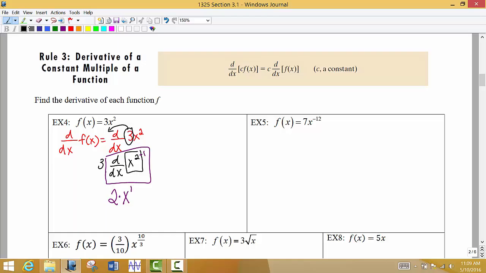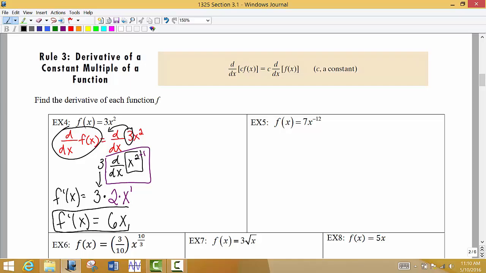Now what happens to that 3 out front? Well, the 3 out front is still there and gets multiplied times whatever comes after it. So here we have the derivative of our function f is equal to, bring the constant down, 3 times the power rule used on that x squared. So what we actually end up with then is f prime of x is equal to 3 times 2 is 6, and then x to the power of 1 is just x. So we get 6x.